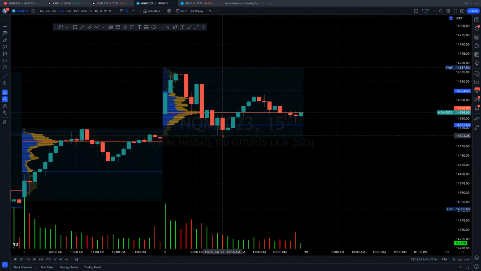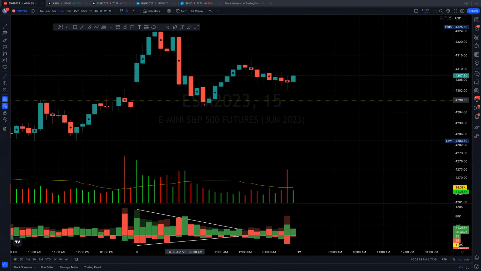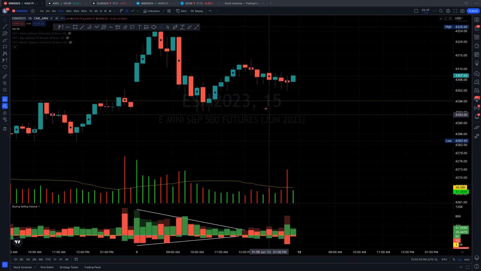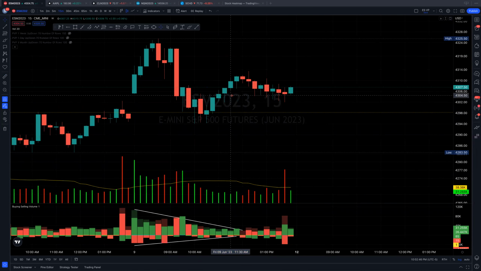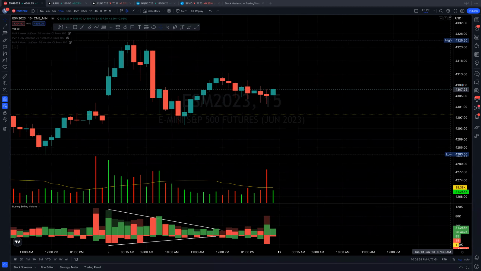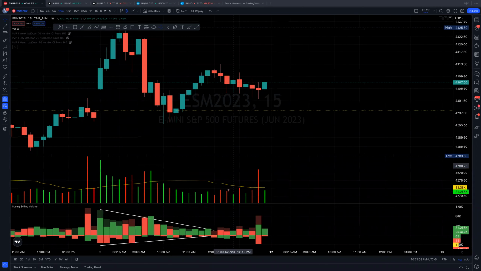Let's see, we measure this, NQ bounced almost 1%, while ES bounced about 0.5%. So you can see how much more volatile, much more aggressive the price action is on NQ. That was one of the reasons I closed NQ and only left my ES runner. But let's go back into the volume compression strategy.